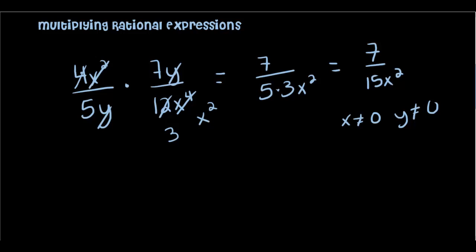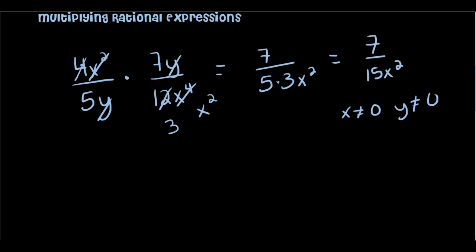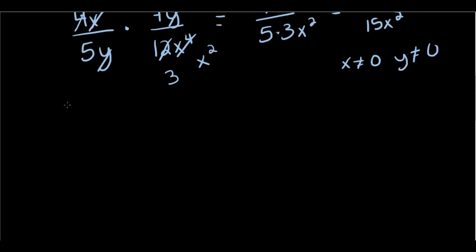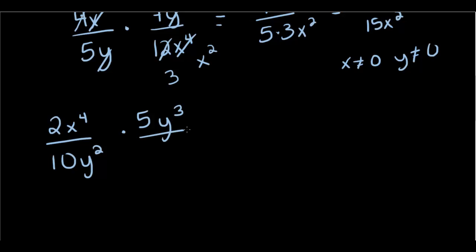Let's try another one, and I'll use different colors when I'm canceling this out because I have a feeling that some of you got confused with this. Let's try 2x to the 4th over 10y to the 2nd times 5y to the 3rd over 4x to the 3rd. So again, before I multiply anything, I want to see if there is anything I can cancel. So I can simplify 5 over 10. It becomes 1 over 2.